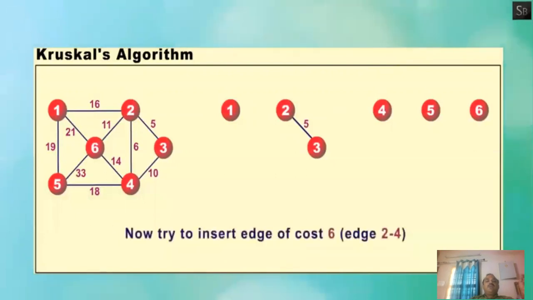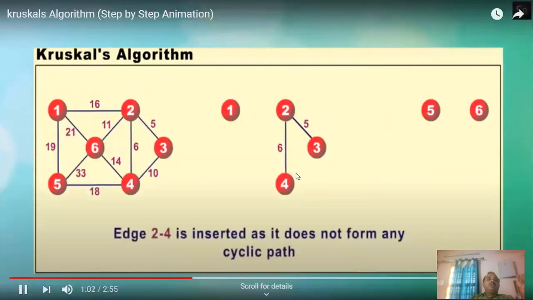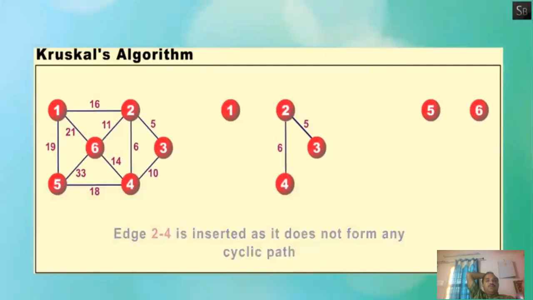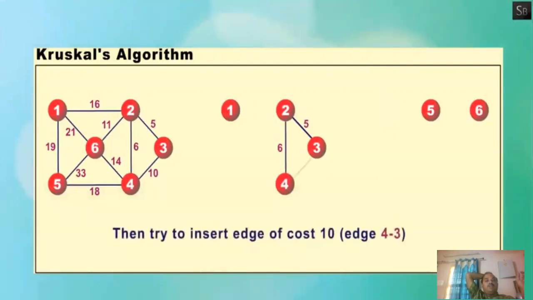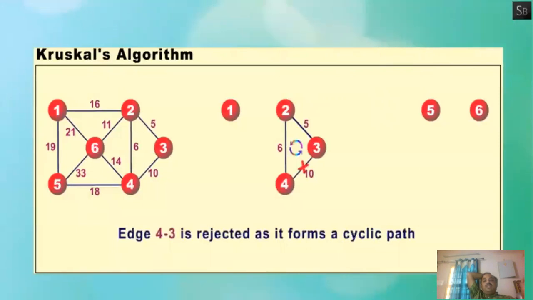Now try to insert the edge of cost 6. Next one is 6, here 2 to 4. Next one in increasing order: after 6, which is the next smallest? 10. 4 to 3, but it is connected. Simply avoid it. 4 to 3 is rejected as it forms a cyclic path. That's why we avoid it.